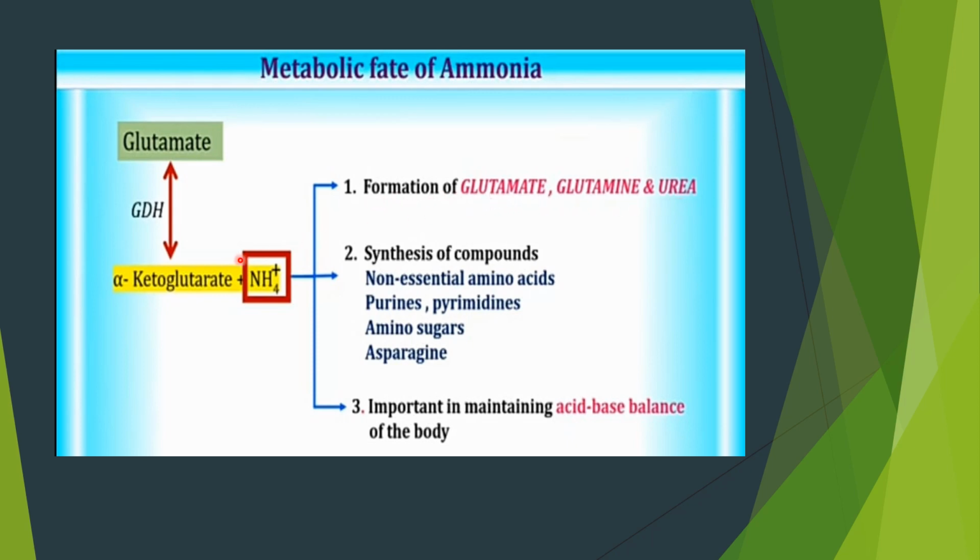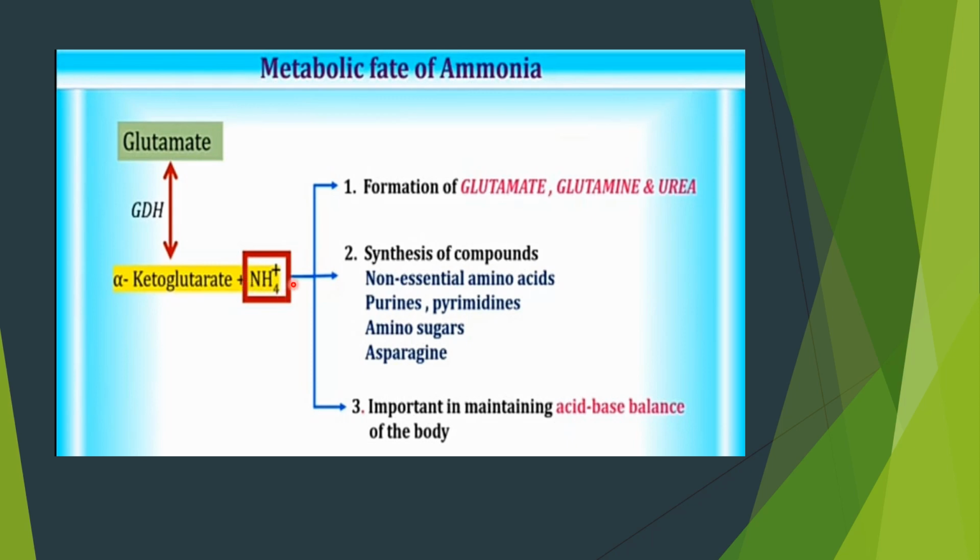Glutamate. As you know, this reaction of deamination is freely reversible. Glutamate can be converted into alpha ketoglutarate and a free ammonium ion, and the ammonium ion and alpha ketoglutarate may recombine to form glutamate. So the first fate of ammonia is that it may be converted back to glutamate or can be converted into glutamine and urea. The second fate is the synthesis of the following compounds.